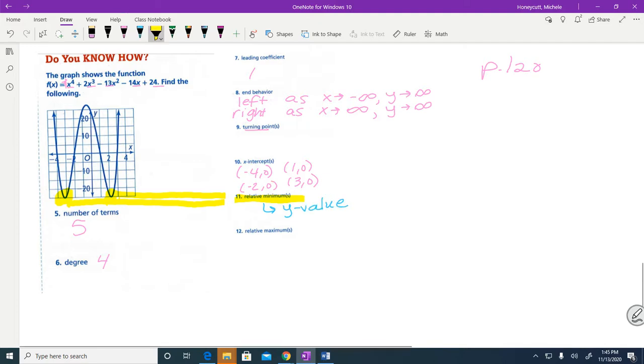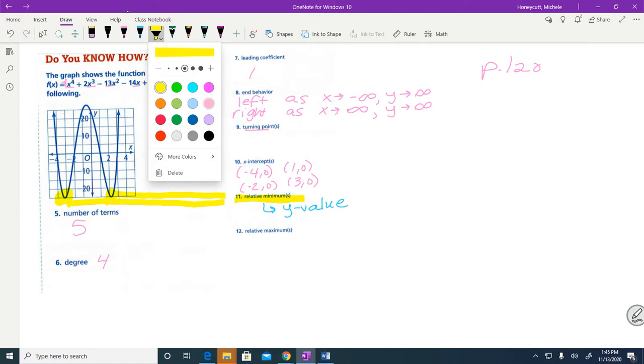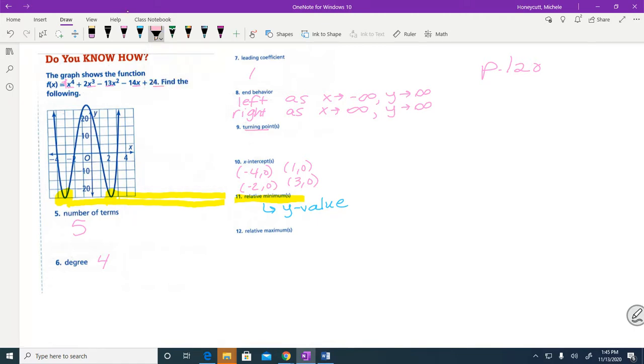Relative maximum is kind of the opposite of that. My relative maximum is when my graph changes from increasing to decreasing. So right there, that would be a relative maximum. And again, for relative maximum, you're only going to give me the y value. So if you see problems like this on your assignment, you would graph this in Desmos, find those points, and enter those values.